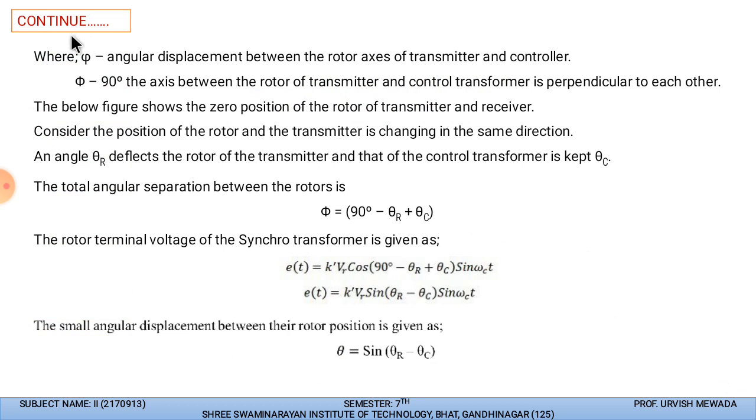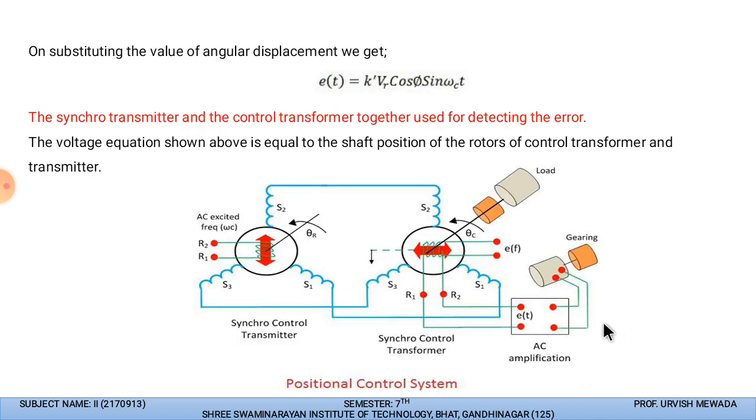Now psi is the angular displacement between the rotor axis of the transmitter and the controller, and phi is 90 degrees, meaning the axes of the rotor of the transmitter and the control transformer are perpendicular to each other. So this is what we discussed in the diagram of the synchro transmitter and the synchro control transformer. Now the diagram shown in this is the error, or we can say position control system, that we discuss after this.